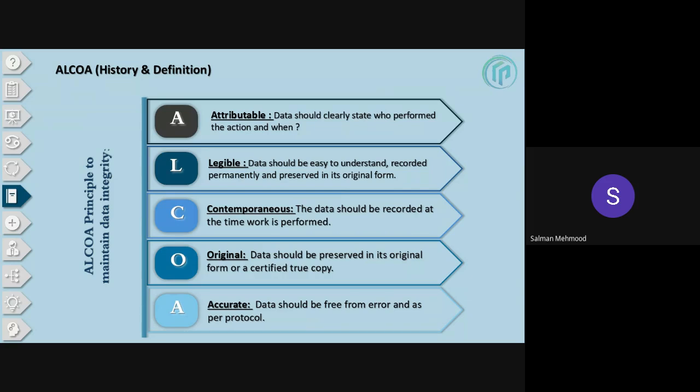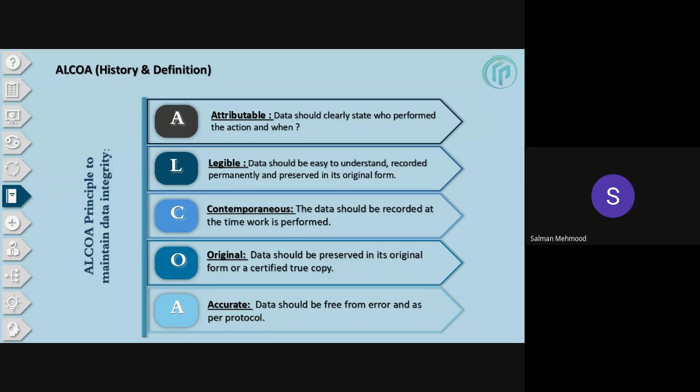A for attributable. Attributable means we must know who generated the data, who performed the action, and when. If a test result has no analyst name, no signature, the first question asked by the auditor is: who did this? If we cannot answer, the data is already weak.